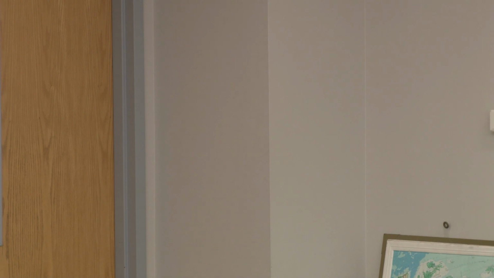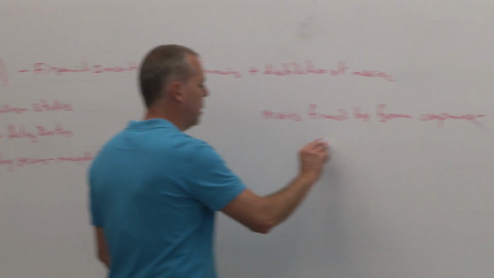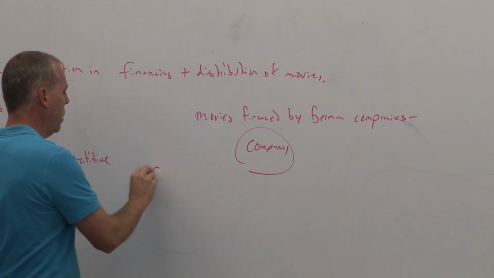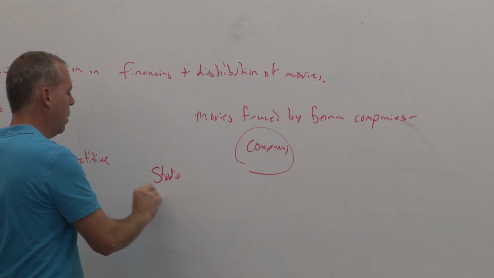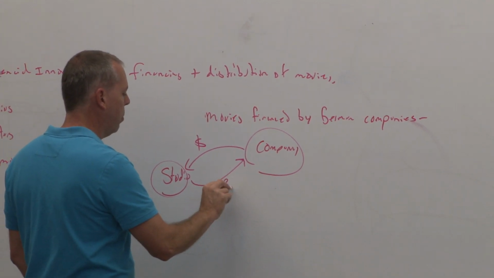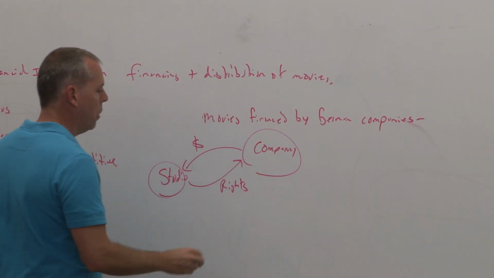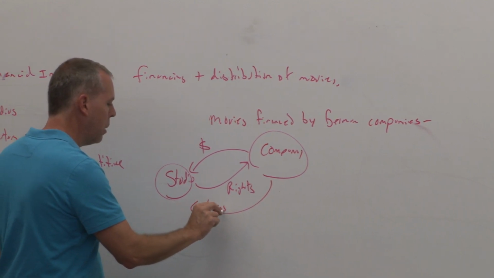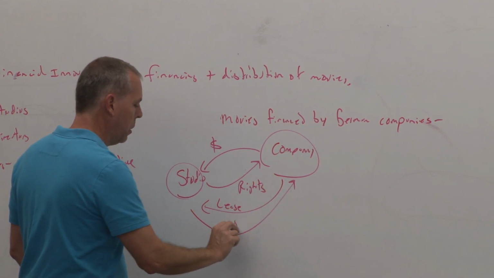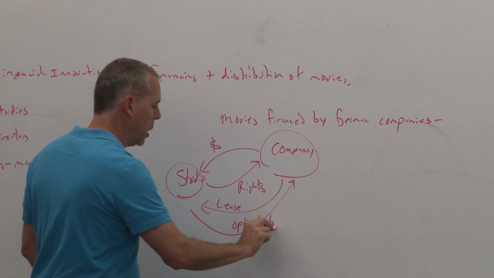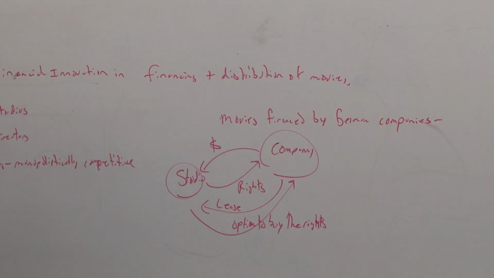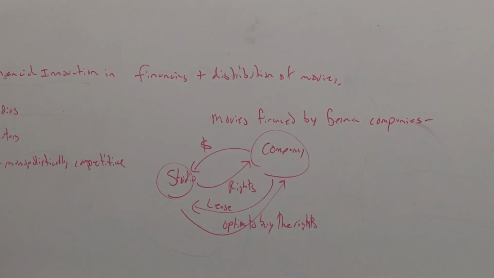In essence, what you will do is you'll have a company in Germany buy the rights to a movie, lease it back, and then the studio will exercise its option to buy back the rights. I mean, this happens a lot.